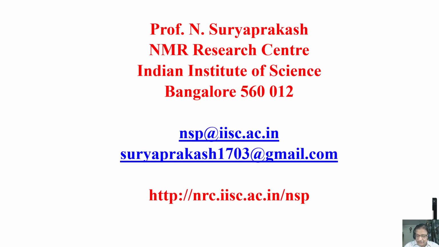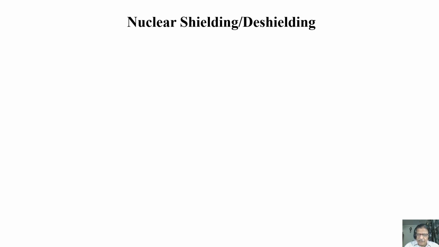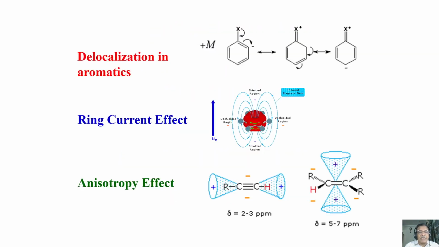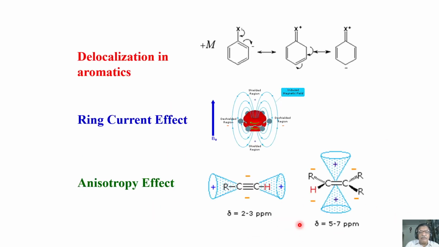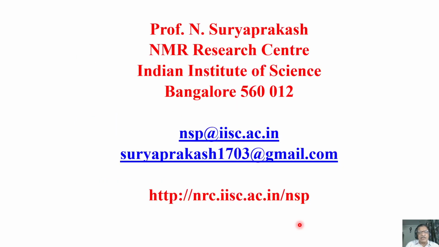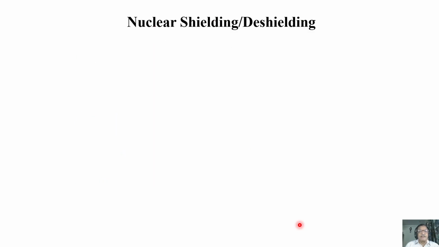In the last class, I did say some of the factors which affect chemical shift, for example, steric effects, delocalization of aromatics, and ring current effect. We also discussed the anisotropy effect, resonance effect, and heavy atom substitution. Various factors are responsible for chemical shifts. We'll try to understand today with some examples how these protons get shielded and deshielded, giving rise to different chemical shifts.